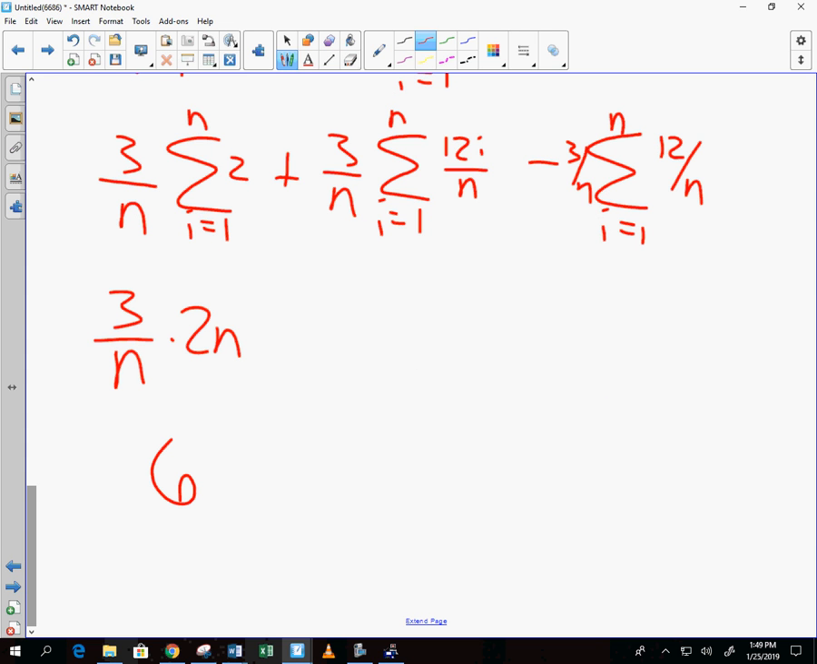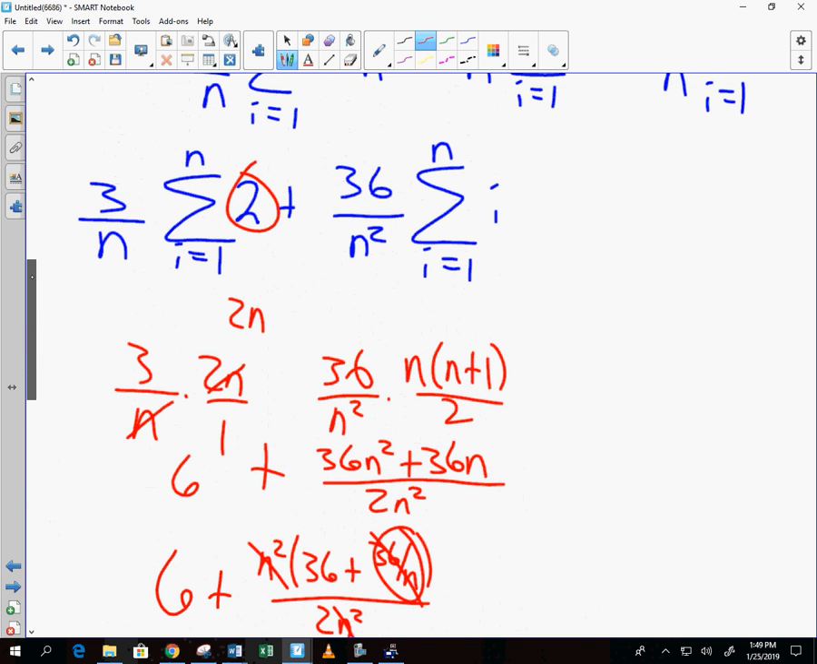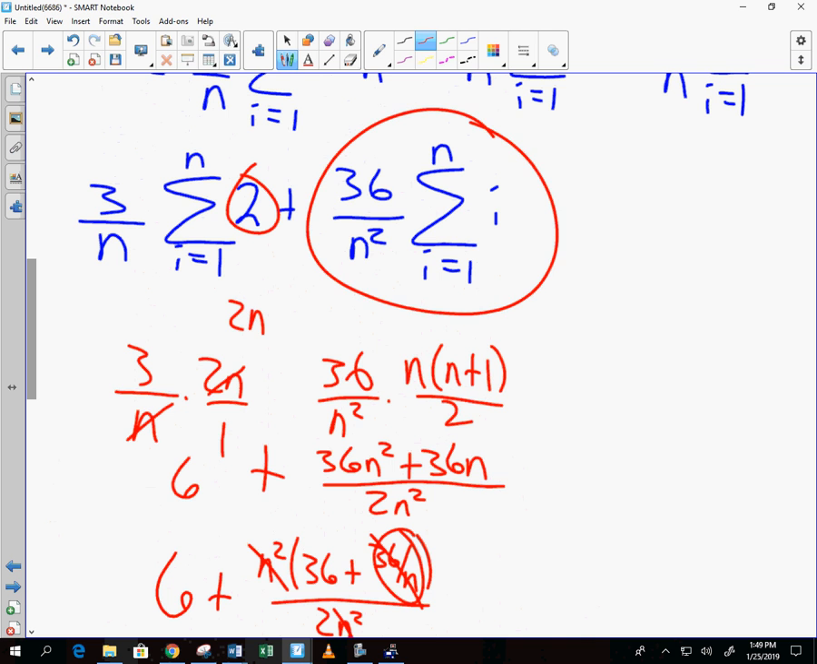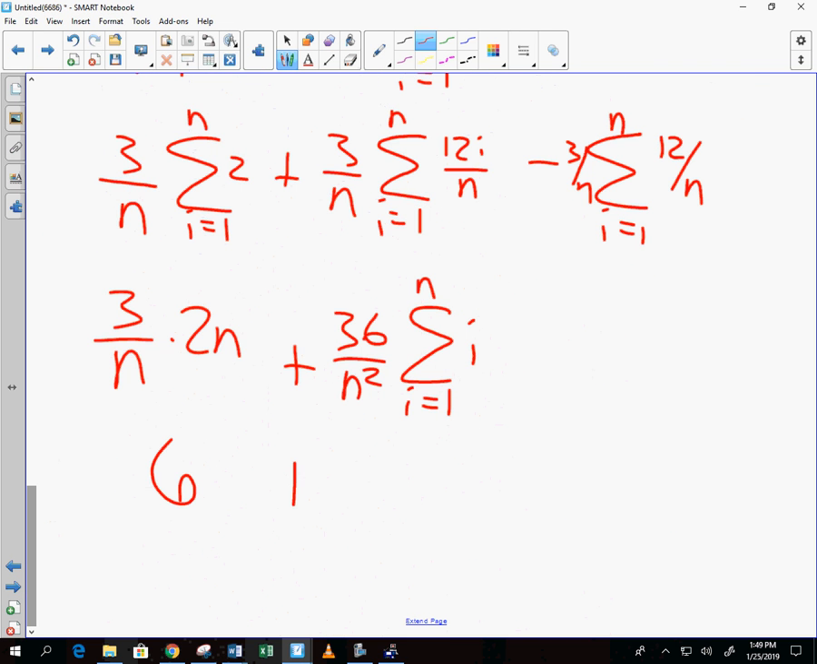Look at this one. This is going to be plus, we're going to get 36 over n squared times the sum from I equals 1 to n of I. Well, we worked that out. That was the exact same piece that we worked out before. We worked out that same piece right here. And we came up with 18 out of that.